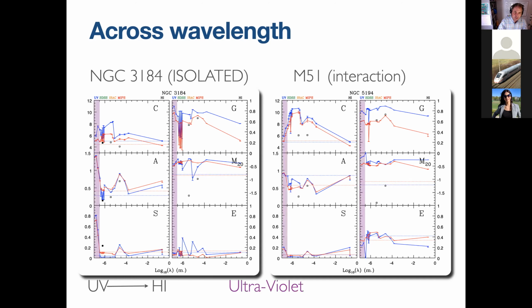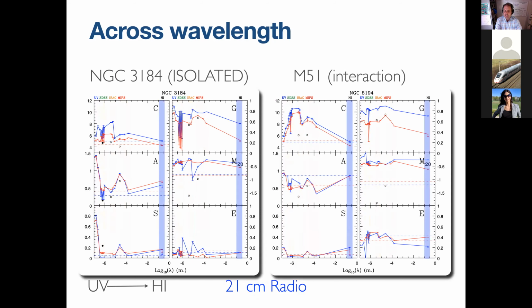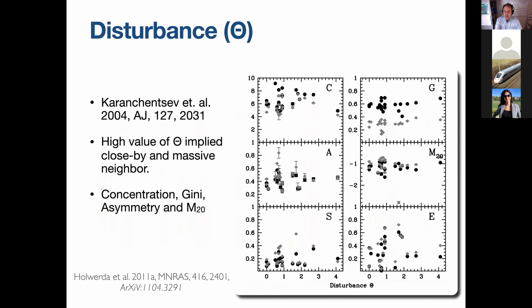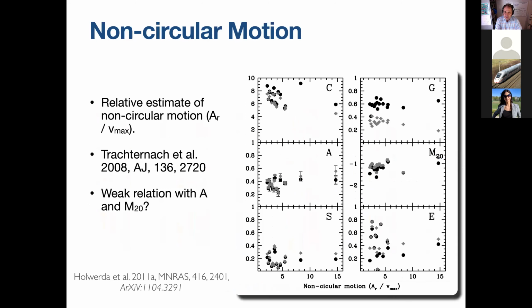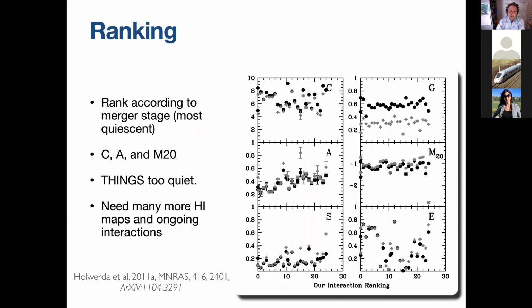The H1 knows a little bit about this, so you can actually walk through UV, optical, near infrared, far infrared, and then the 21 centimeter radio. And so I tried to see if there's any difference with morphology and the amount of tidal interaction, and it's really hard to say. Like, did I throw too much information away, or are things too quiet? I love the fact that I had this pun, things are too quiet.